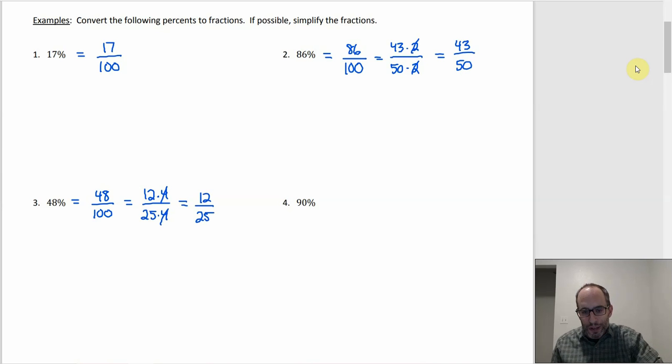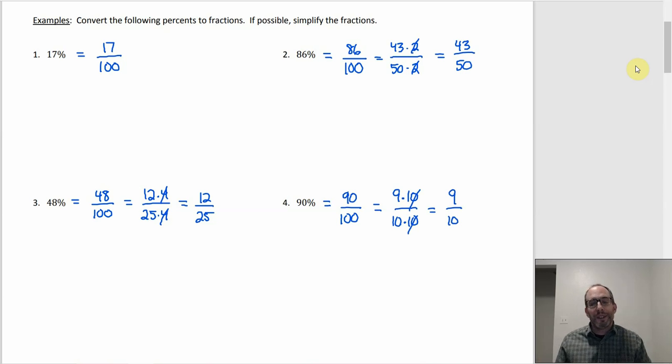Then the fourth one, 90%. All right, 90 over 100. Well, both of those numbers end in a 0, which means they're divisible by 10. So 90 is 9 times 10, 100 is 10 times 10. So then this must be 9 over 10. Cancel out those 10's, well, the 10 on the top with one of the 10's on the bottom, I guess. All right, so that's pretty much the idea for converting from a percent to a fraction.